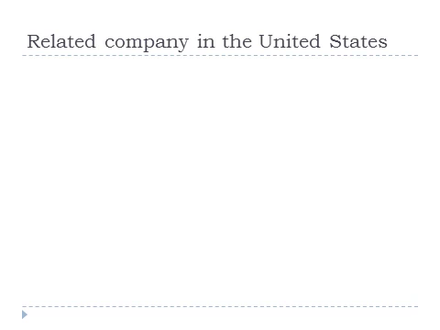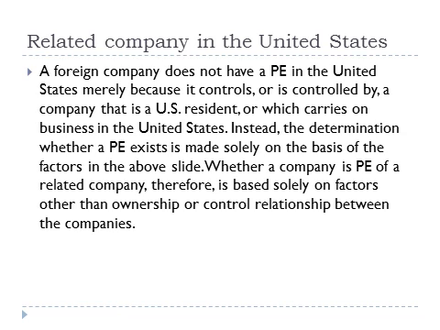The existence of a related company in the United States does not, by itself, cause a foreign person to have a permanent establishment in the United States. A foreign company does not have a permanent establishment in the United States merely because it controls or is controlled by a company that is a U.S. resident or which carries on business in the United States. Instead, the determination of whether a permanent establishment exists is made solely on the basis of the factors in the previous slides. Whether a company is a permanent establishment of a related company, therefore, is based solely on factors other than ownership or control relationship between the companies.